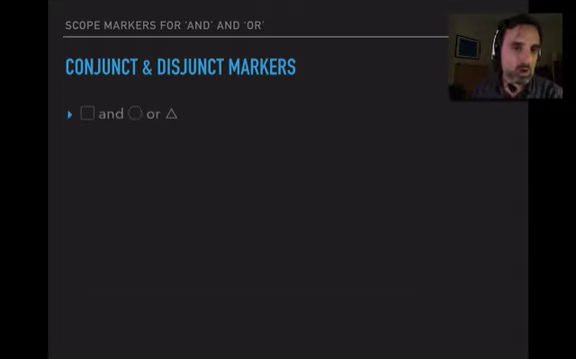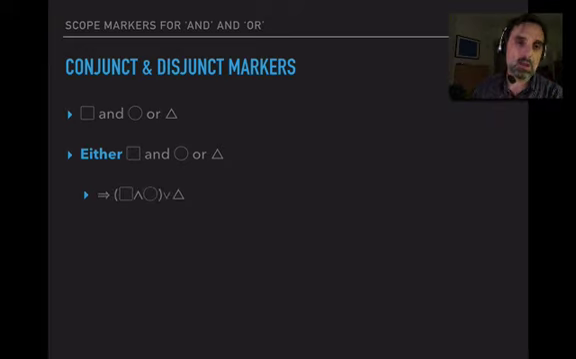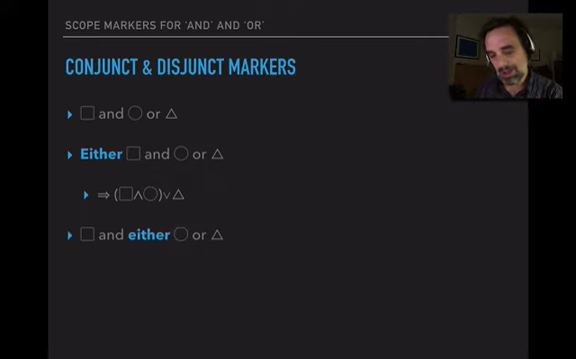Suppose we instead have box and circle or triangle. So we've just reversed the order of the and and the or here from left to right. Then we would look for either. And either would tell us, okay, if the either goes all the way out on the left side, then the left disjunct is everything on the left, and so the left disjunct is box and circle. On the other hand, the either might be inside, and we might have just circle between the either and the or, in which case the left disjunct of the or is just circle, and that makes the conjunction the main connective.